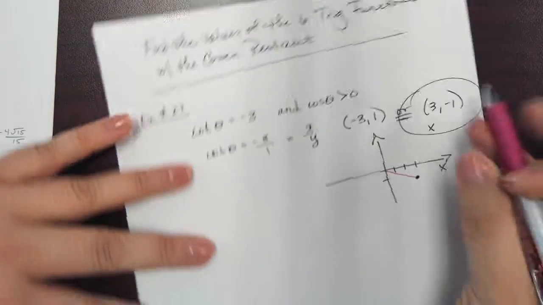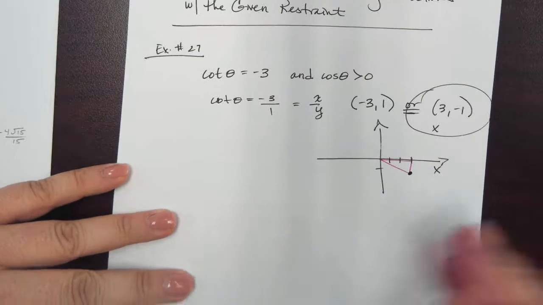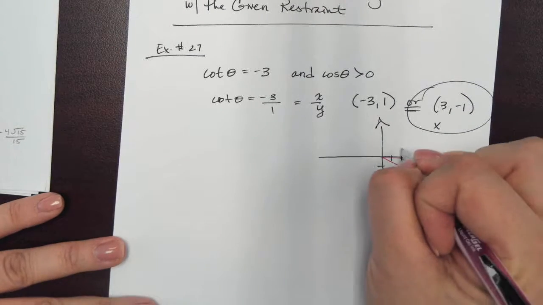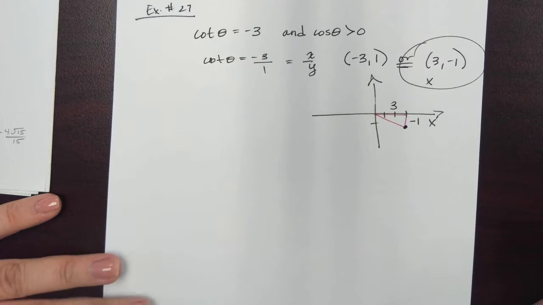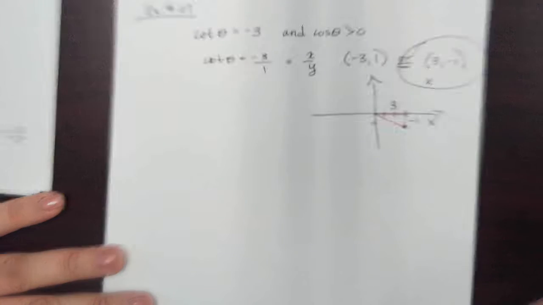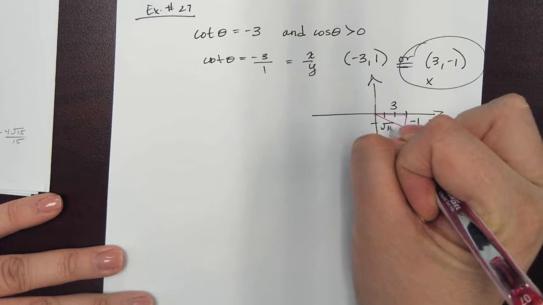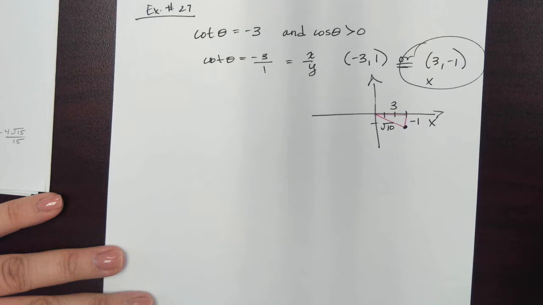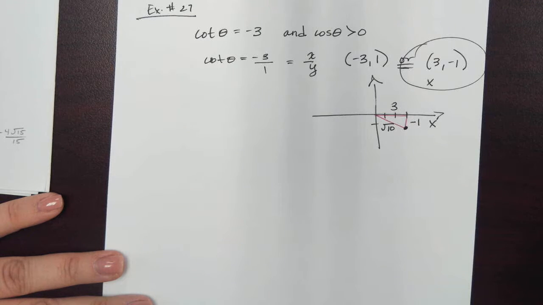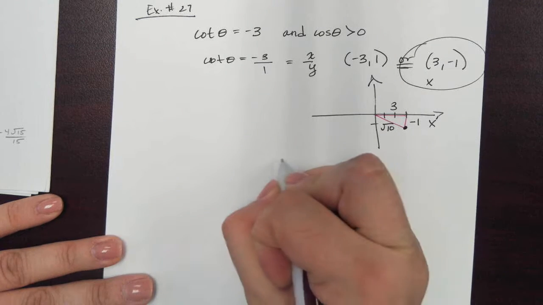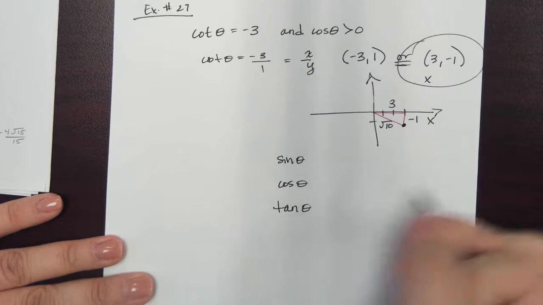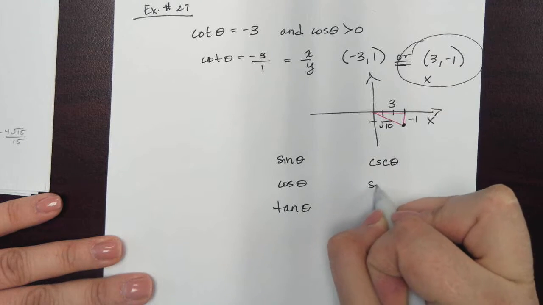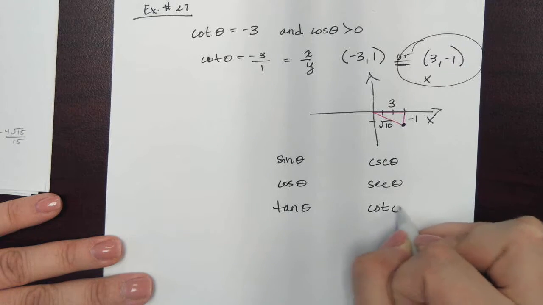Draw our triangle. I know that this side is 3, this is -1. What is my radius? Square root 10. Okay, so sine theta, cosine theta, tangent theta, cosecant theta, secant theta, cotangent theta.